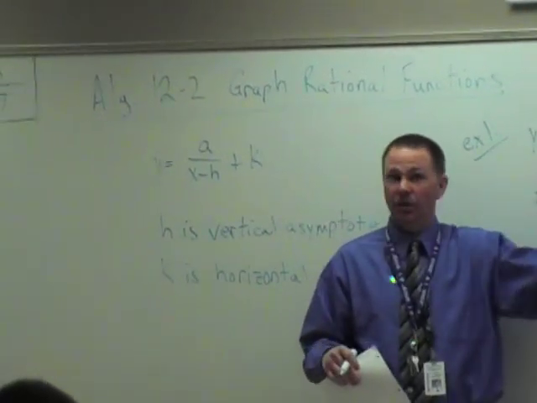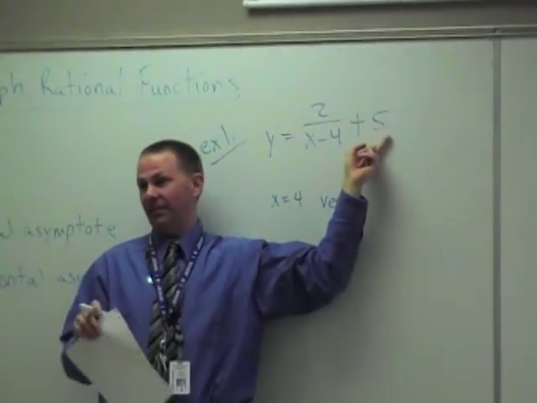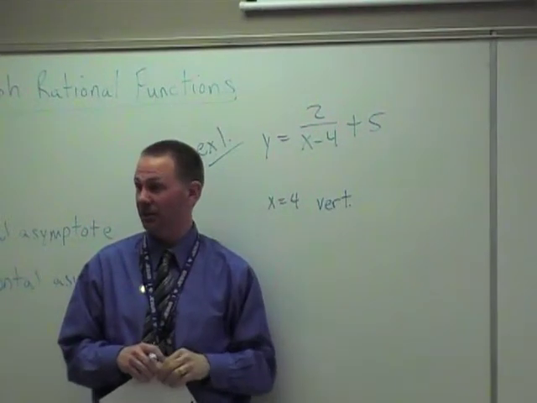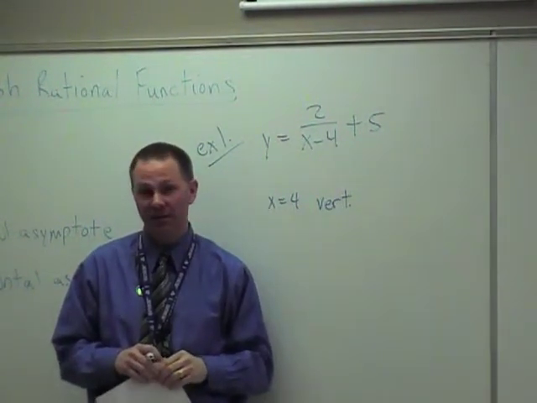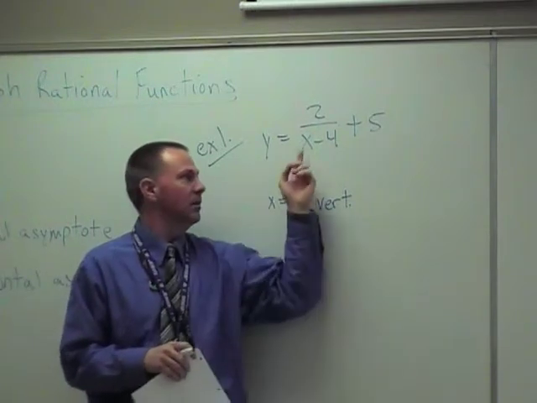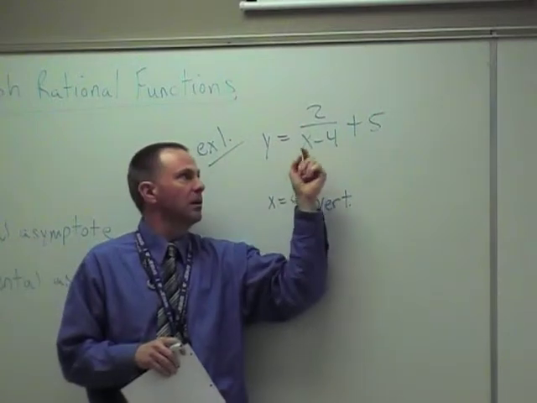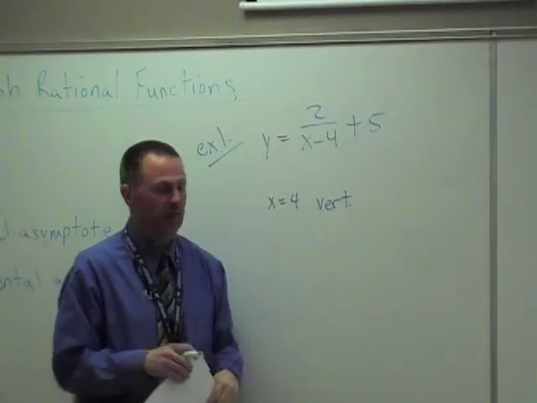The teacher says that the vertical asymptote's at 4 and the horizontal's at 5. I don't know why, but that's the shortcut, so I'm going to remember it so I can get an A on the test. Awesome. For you smart people, x equals 4 is a vertical line. And now I'm going to show you why this 5 is the way it is.